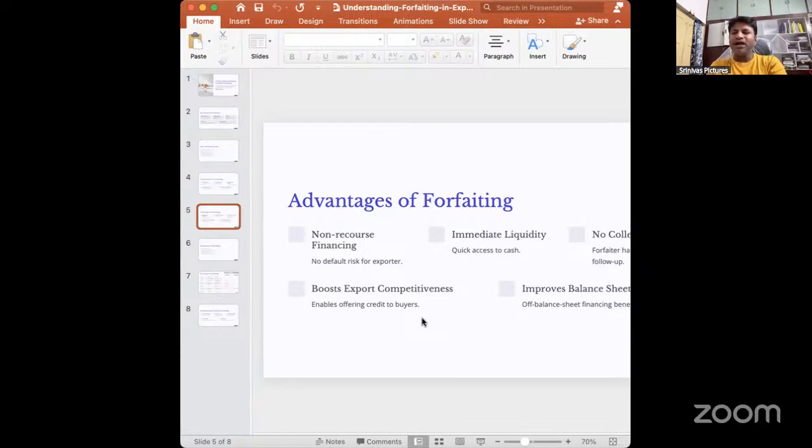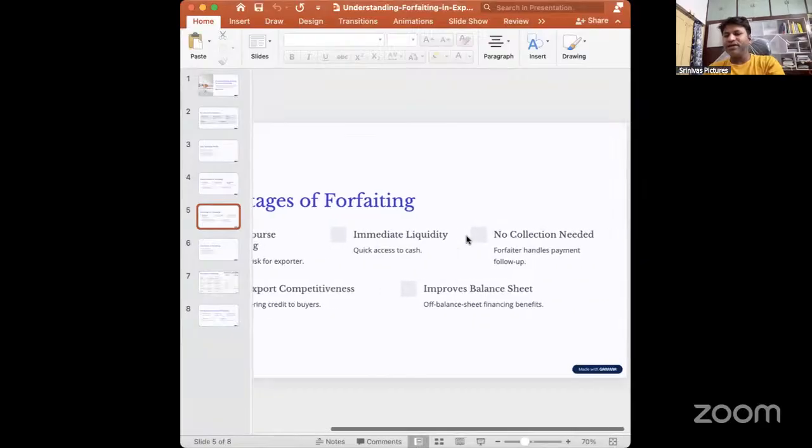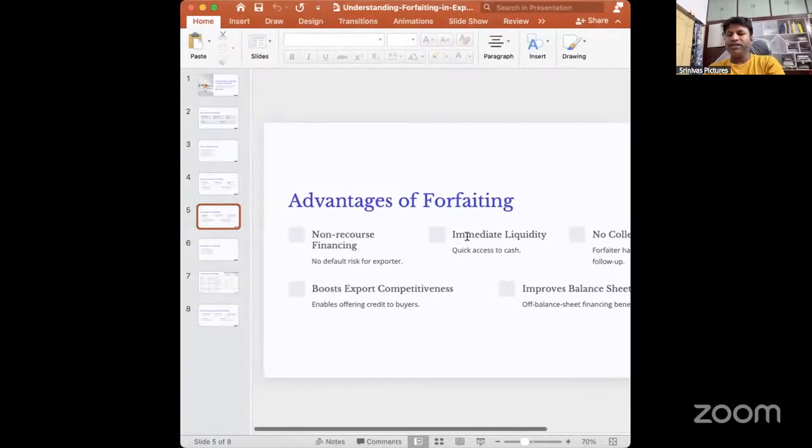It is non-recourse financing, no default risk for the exporter, and immediate liquidity. When the forfeiter enters an agreement with the exporter, the exporter can avail liquidity, quick access to cash, and no cancellation needed. The forfeiter handles the payment follow-up. There is no cancellation.